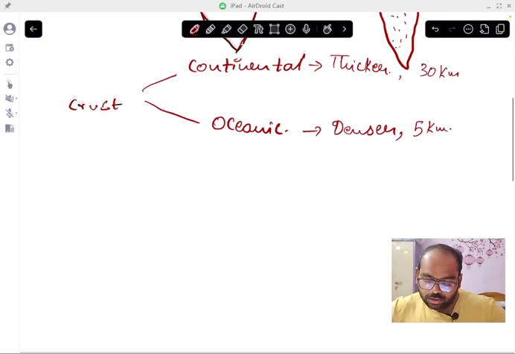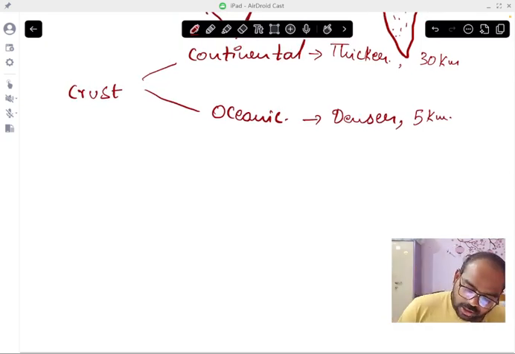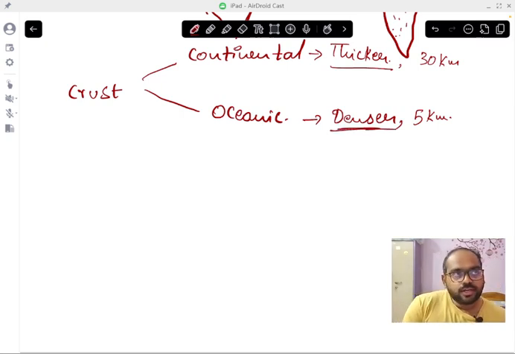Now, difference between thickness and dense. Thickness means it is more in area. It is very thick, very bulged. Compared to the continental crust, oceanic crust is less thick, that is, it is less bulged, less area. But oceanic crust is denser. Even though it has less thickness, the amount of particles concentrated in a particular unit is more compared to continental crust.